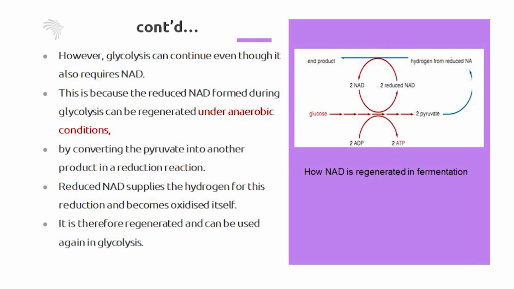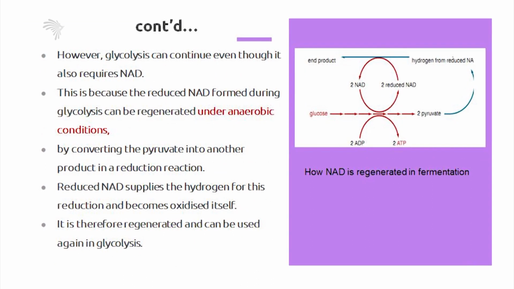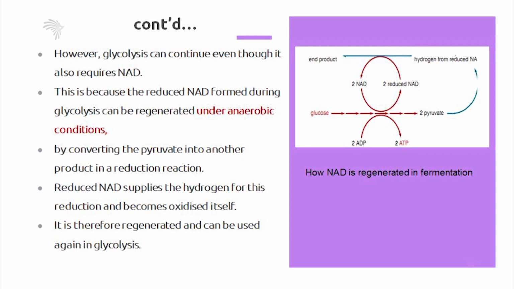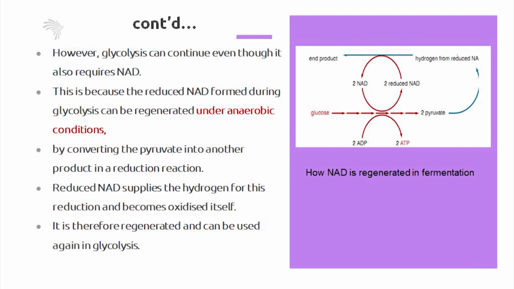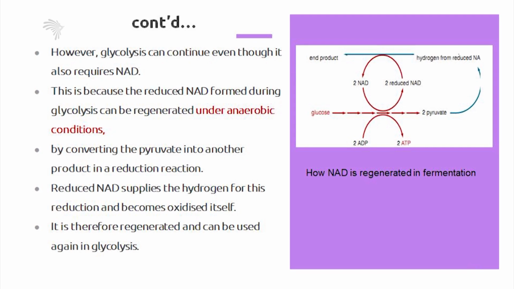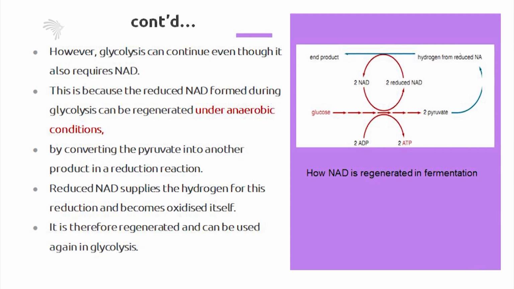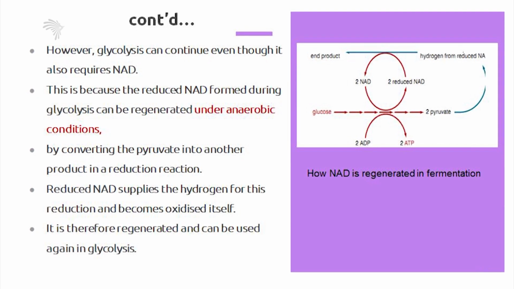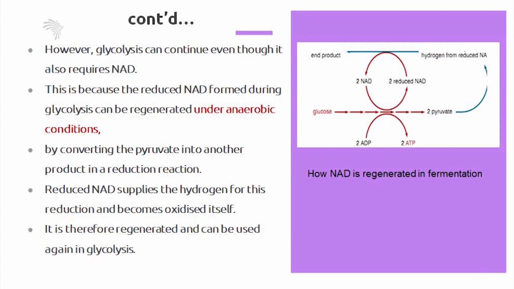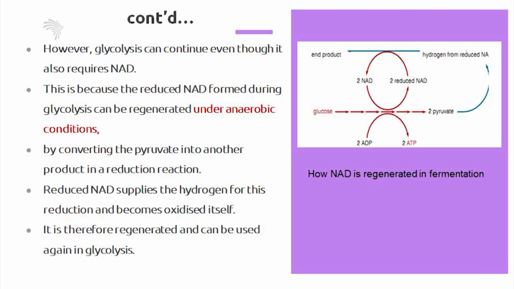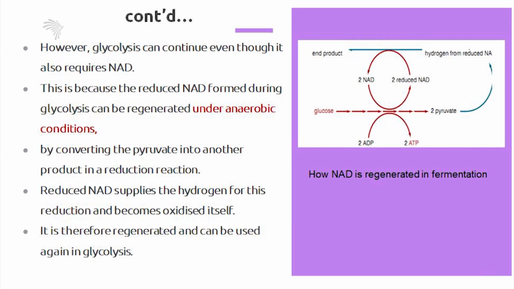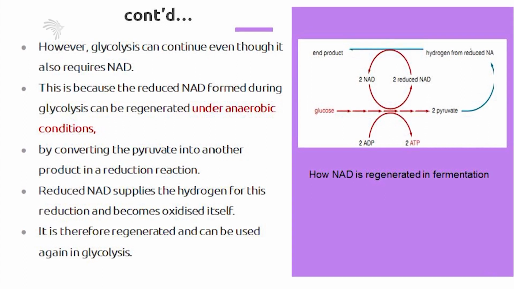However, glycolysis can continue even though it also requires NAD. This is because the reduced NAD formed during glycolysis can be regenerated under anaerobic conditions by converting the pyruvate into another product in a reduction reaction. Reduced NAD supplies the hydrogen for this reduction and becomes oxidized itself. It is therefore regenerated and can be used again in glycolysis.